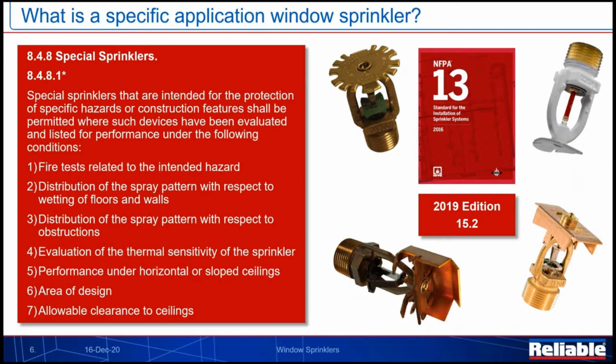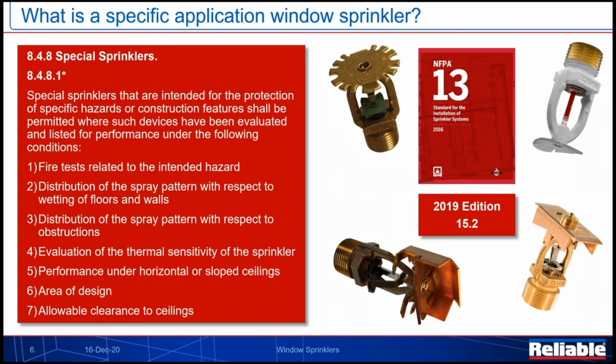When you're going to create a special sprinkler for NFPA 13 purposes, you're going to have to follow those 7 bullet points, 7 numbered items that you see on the screen here. Number 1 being a fire test that's related to the intended hazard. How is this sprinkler going to interact with a window? Check the distribution of spray pattern with respect to wetting of floors, walls, and in this case, a window, which is part of the wall assembly, and distribution of the spray pattern with respect to obstructions. There are going to be various obstructions with windows that we need to be taking into account with our testing process. Evaluation of thermal sensitivity of the sprinkler, making sure that it operates quickly if we need it to.